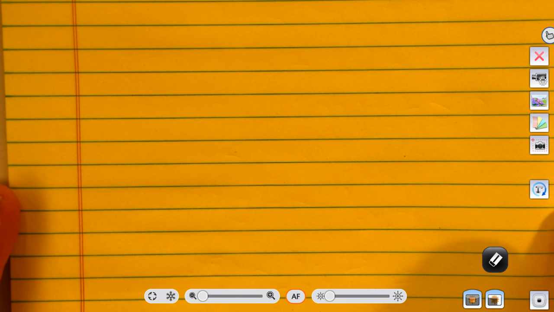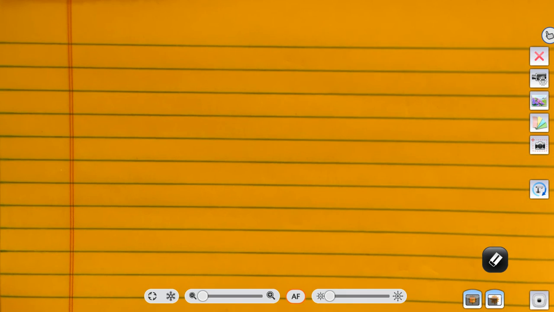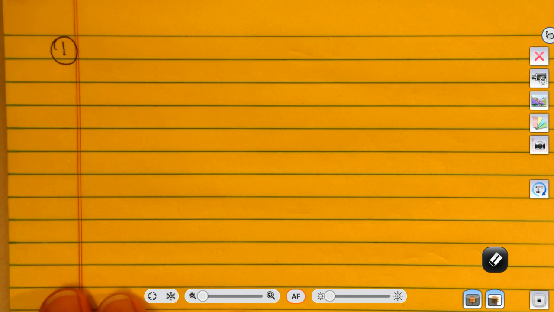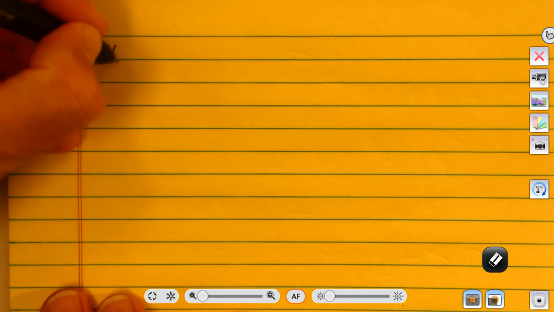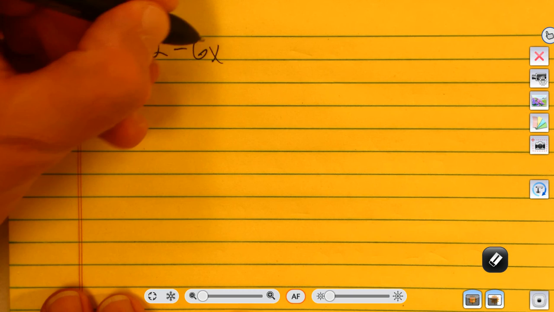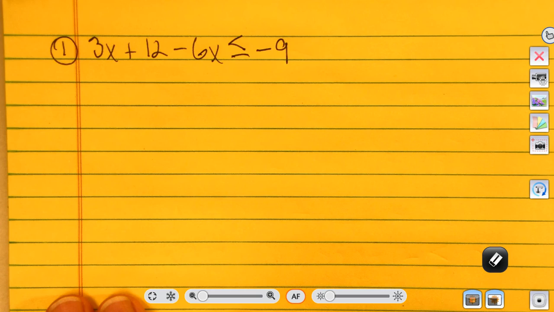So moving to the assignment I gave you on Friday, here I just gave you some inequalities to solve. But there's some other things I want to be sure we know how to do. One is how to graph that answer, and then how to put that answer in interval notation. So we're going to look at 3 problems from this assignment. The first one's number 1, so write that down. The problem is this. It's 3x plus 12 minus 6x is less than or equal to negative 9.